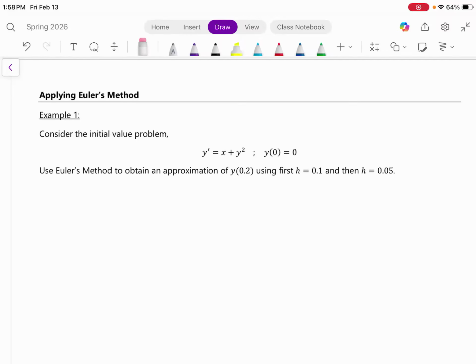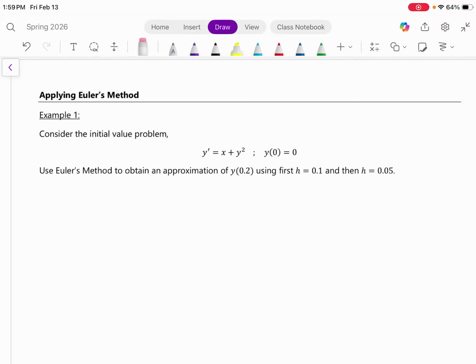Hi everybody, welcome back to the section 2.6 video. In this video, we're going to take a look at an example applying Euler's method to solve a differential equation. So let's look at example 1. Consider the initial value problem, y prime equals x plus y squared, and an initial condition of (0, 0).